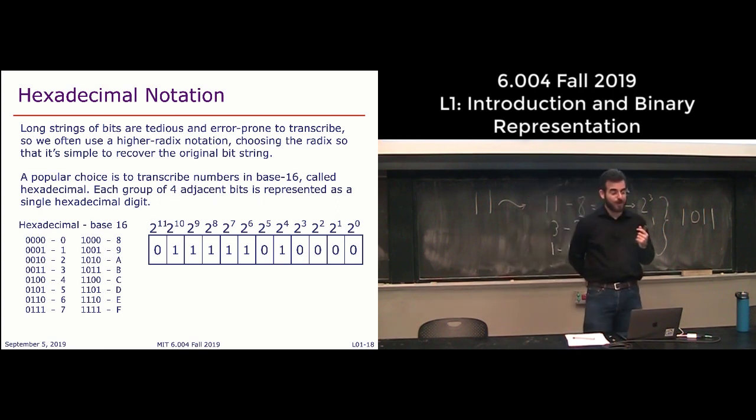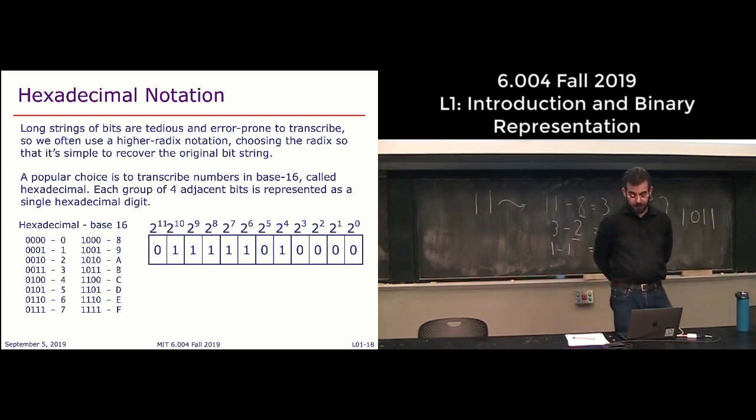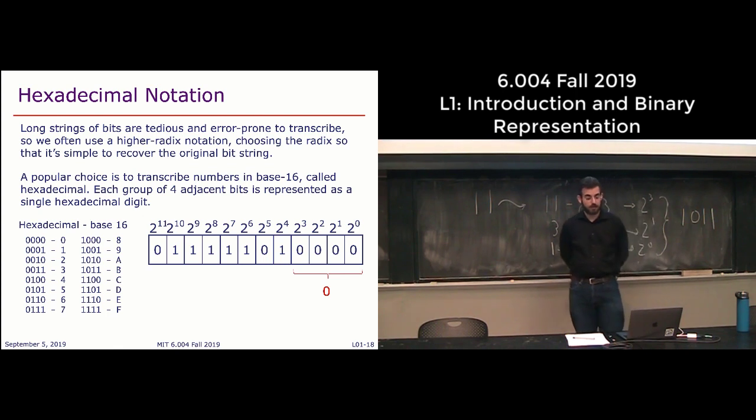This table shows you the translation between each group of 4 bits and its hex digit. Of course, because we only have 10 numerals, we start using letters at some point, and so you have digits 0 through 9 and then A through F. Don't worry, you'll learn this table by heart by the end of this course. To translate this 12-bit binary number into hexadecimal, you just take each group of bits and translate it using this table.